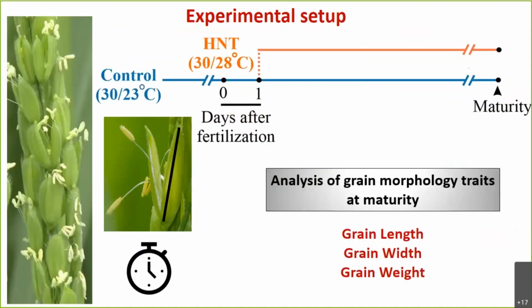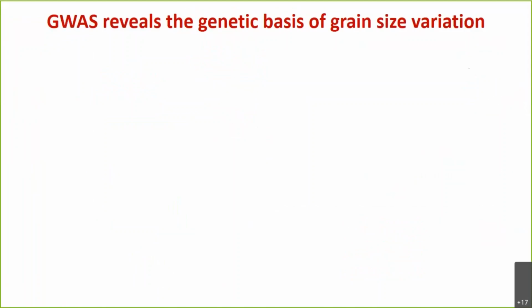And at maturity, we analyzed several grain morphology traits, out of which I will be talking in more detail about seed length, width, and weight. So we had very limited knowledge about underlying loci, which could be adequate contributors towards grain length and other morphological traits in rice for the high night temperature tolerance.